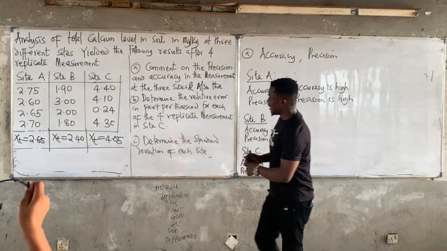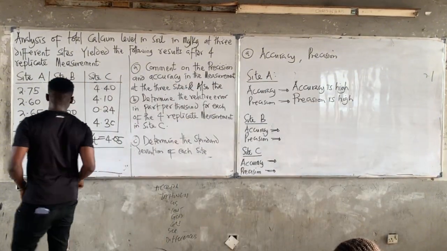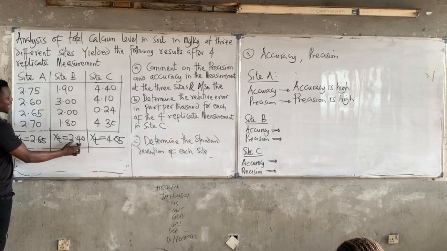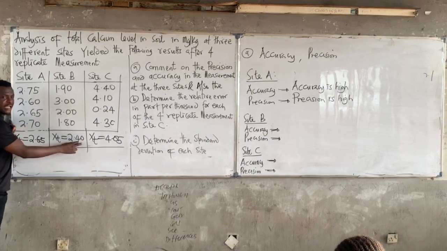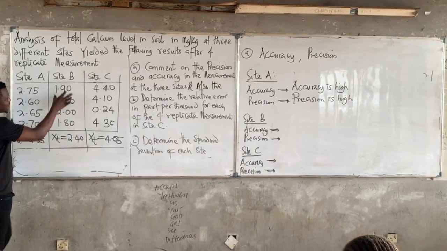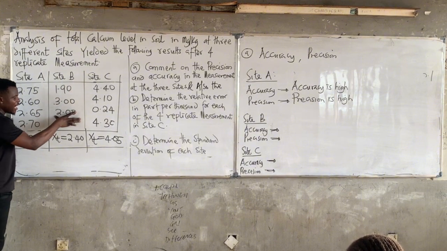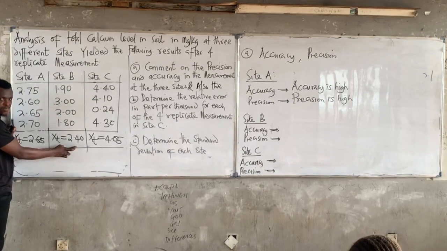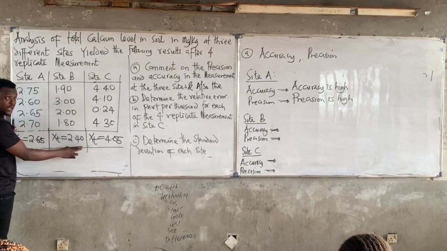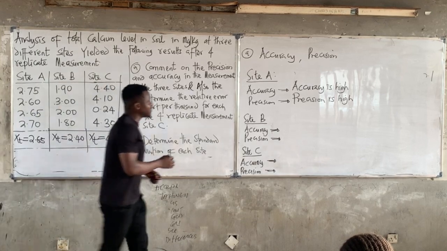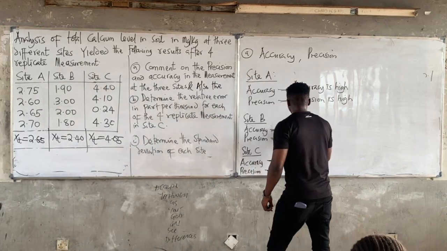Now that is for site A. For site B, now what do you think about the accuracy? Is accuracy high or low here? It's low. Because the values here are not really close to this true value. Each of them, they are not really close, right? So in terms of accuracy for site B, accuracy is low.